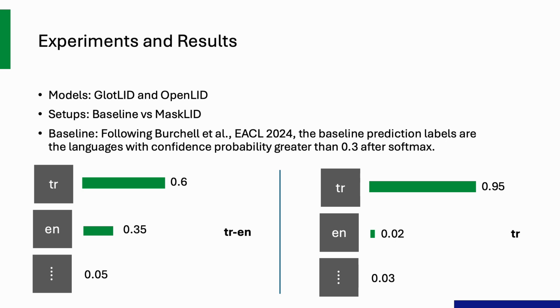As for the experiment models, we have two fastText-based language identification models, GlotLID and OpenLID. We have two different setups. One is the baseline and the second one is MaskLID. As for the baseline, prediction labels are the languages with confidence probability greater than 0.3. Here we show two different examples.